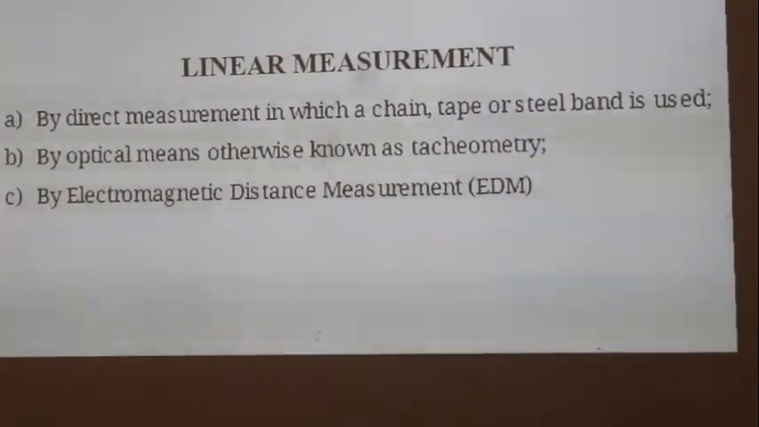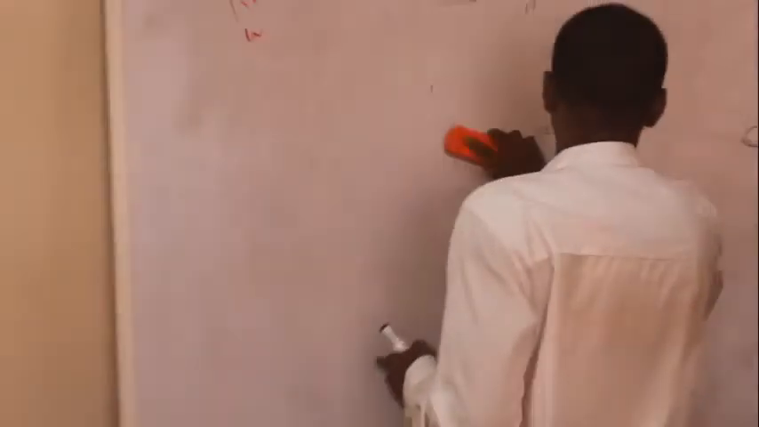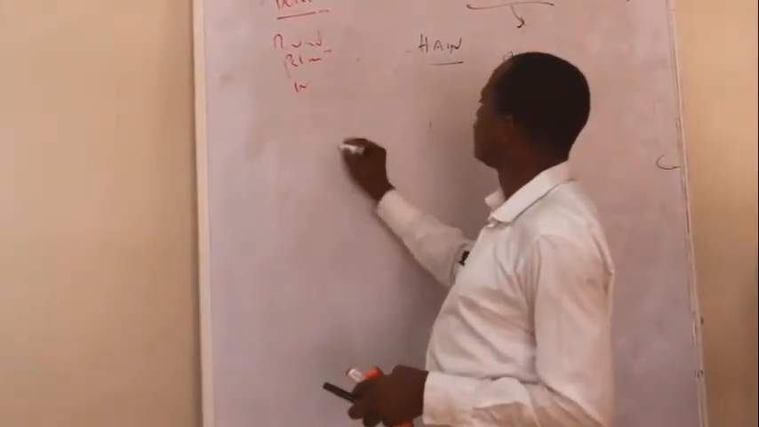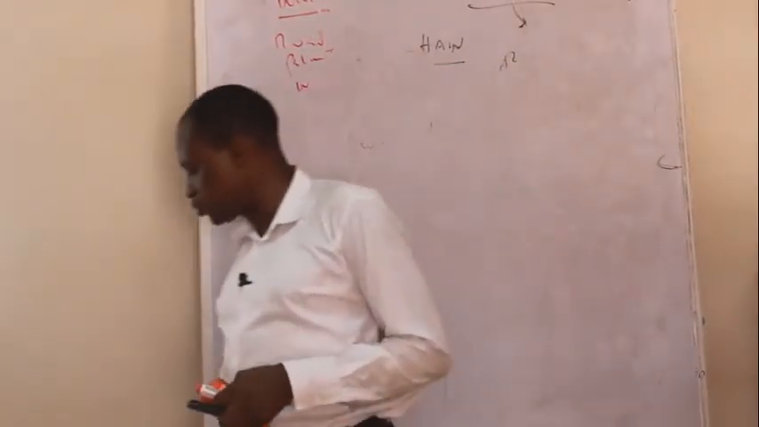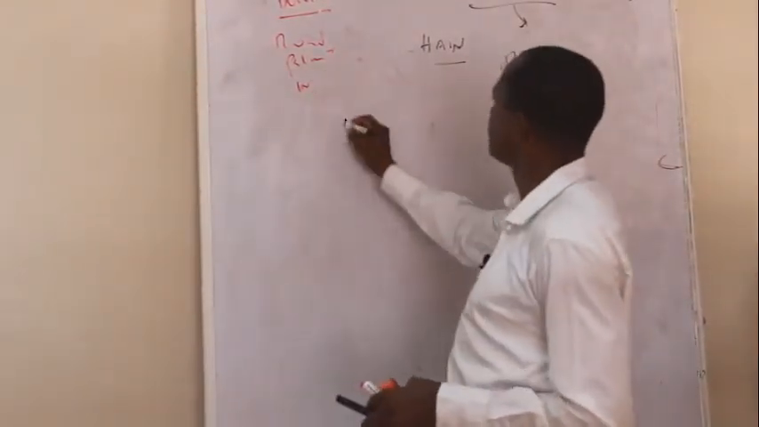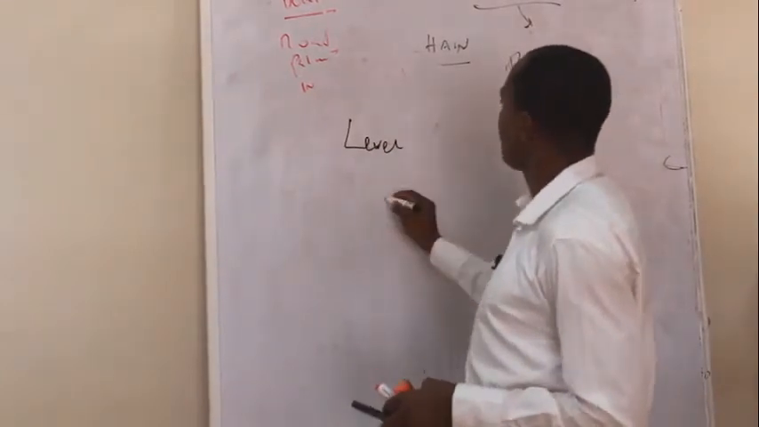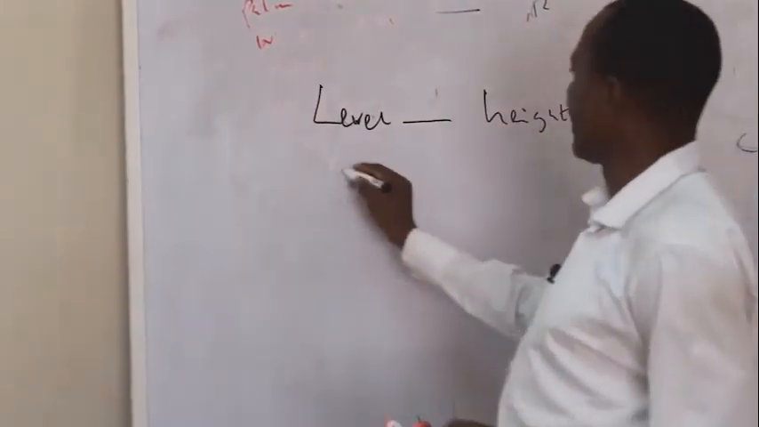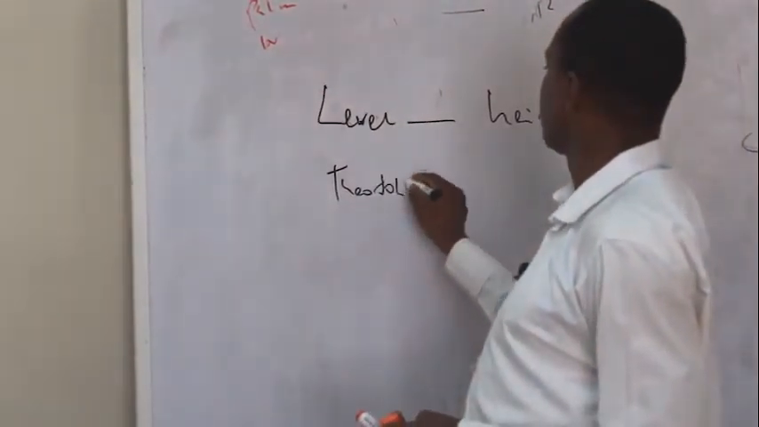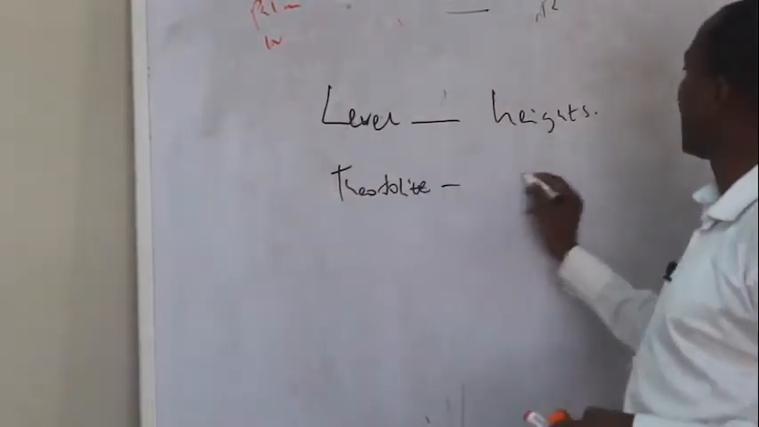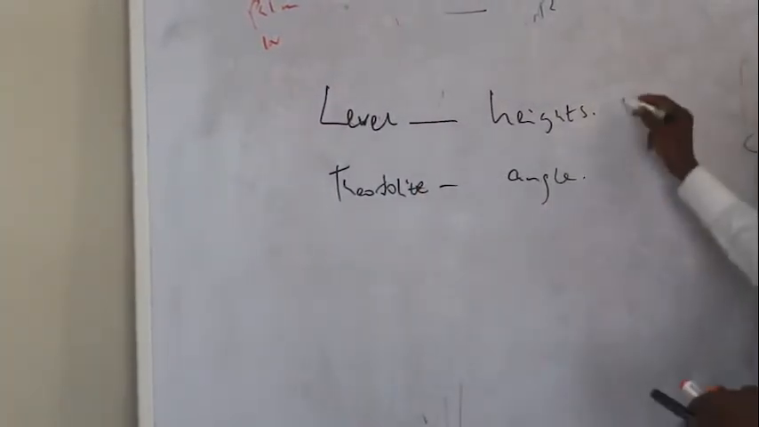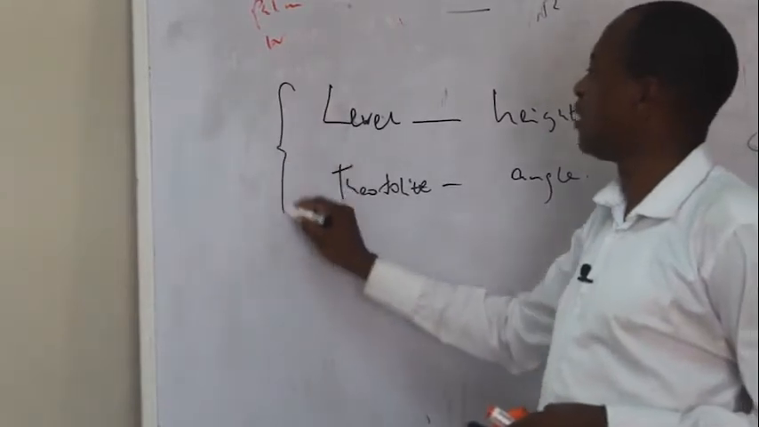For example, a level instrument is an instrument used for determining height, while a theodolite is used to determine angle, to measure angle. Both equipment, level and theodolite, are optical equipment.